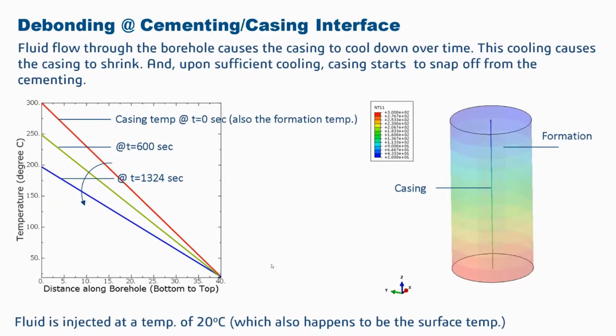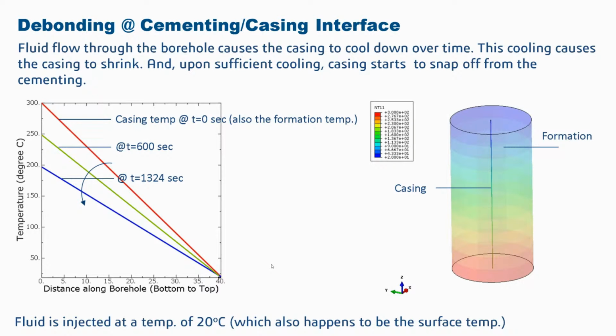We can also model the failures of the cement sheath. So in case of geothermal systems, the fluid flow through the borehole can cause the casings to cool down over a period of time, and this cooling can cause the casing to shrink, and upon sufficient cooling the casing can start to snap off from the cementing.